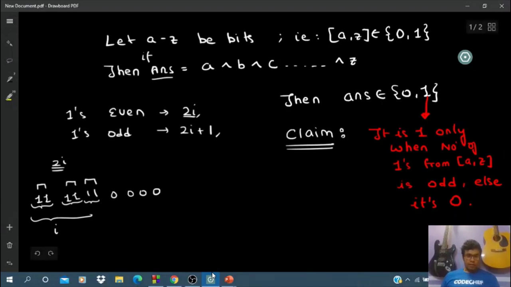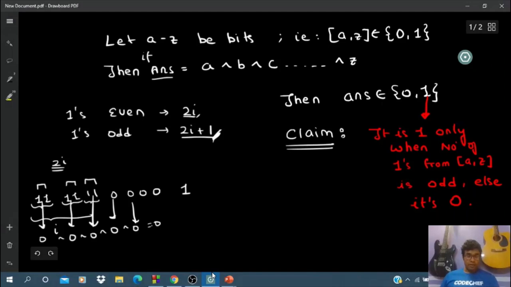What this gives us is that each of these values will be a 0, and so on. So all of these values will give us a 0, and when we XOR them together with the remaining values, since all the remaining values are 0, there is no way for us to get a 1. We know that 0 XOR 0 is always 0, so the answer of the XOR is 0. In the case of 2i plus 1, similarly I can group all of these together in groups of 2, but there will be one left.